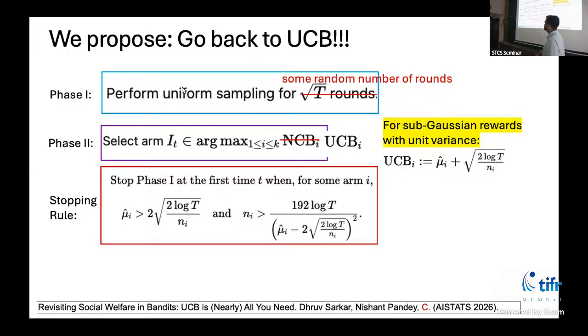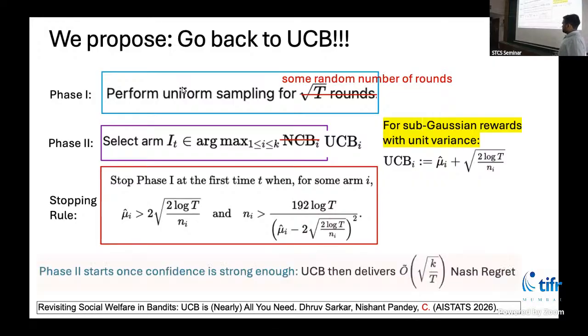That means we'll keep on pulling the arms sufficiently many times so that we have enough information accumulated. The first term you can ignore; it is just to make sure, for an algebraic reason, that the quantity mu i hat minus this is greater than 0. That can be ignored.